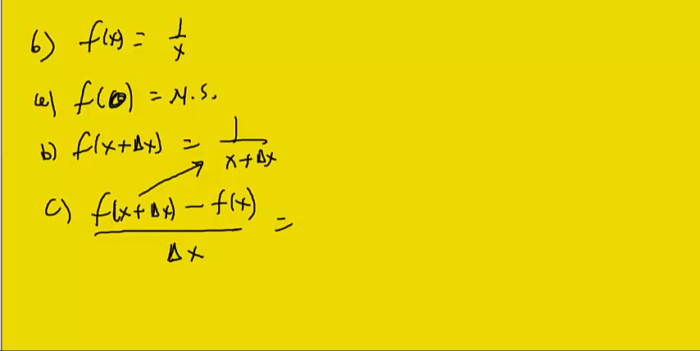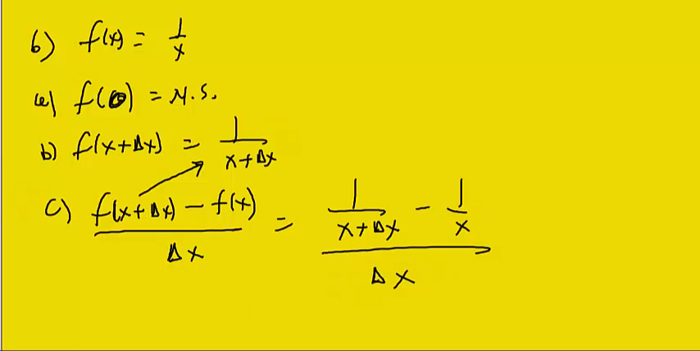We found that, which is 1 over x plus delta x, minus f of x, which is 1 over x, all that over delta x. Done. Same thing, this is also a definition of a derivative. It's coming up, but we'll leave it right there. You don't have to go any further.